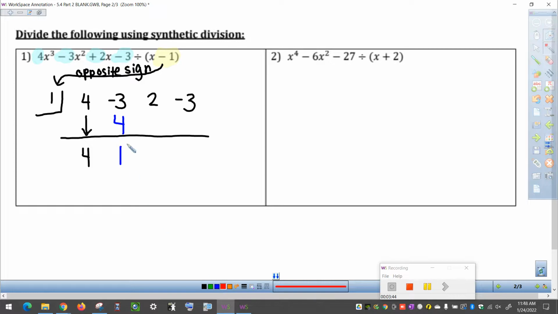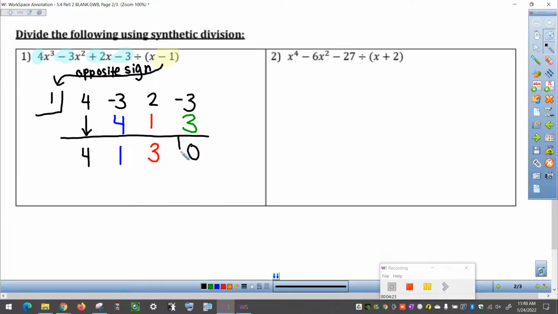Now we're going to repeat the process. The number on the bottom is going to multiply by the number in the box, and the answer is going to go here. In this case, 1 times 1 equals 1. Then we're going to add the numbers in this column. That 2 plus 1 turns into a 3. Repeat the process one more time. The number at the bottom multiplies by the number in the box. The answer goes over here in the next position. In this case, 3 times 1 is 3. When we add the numbers in the last column, we see that it is equal to 0.